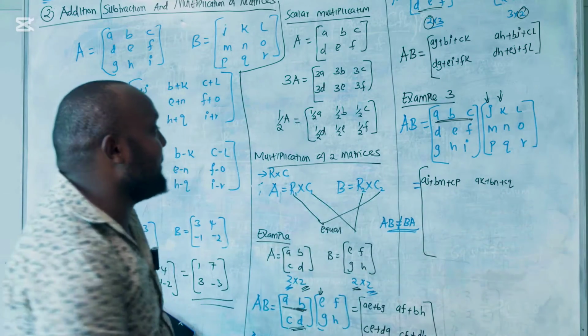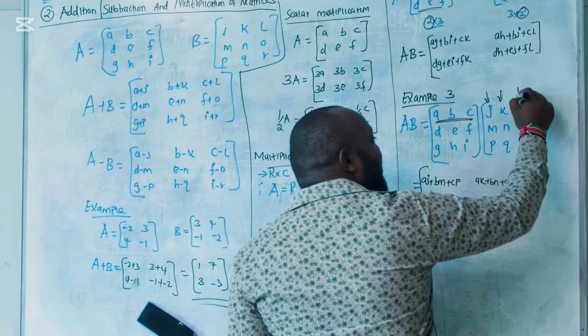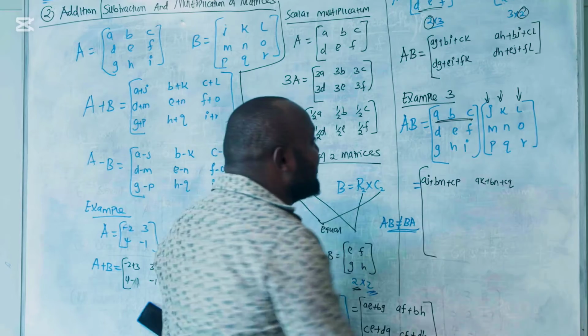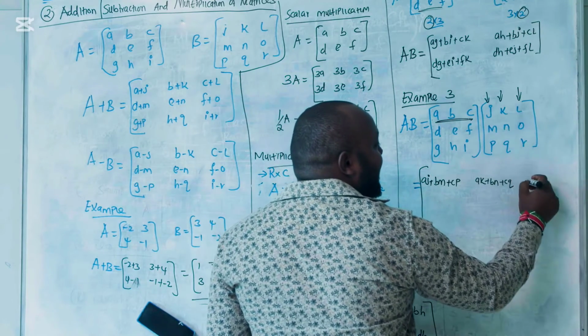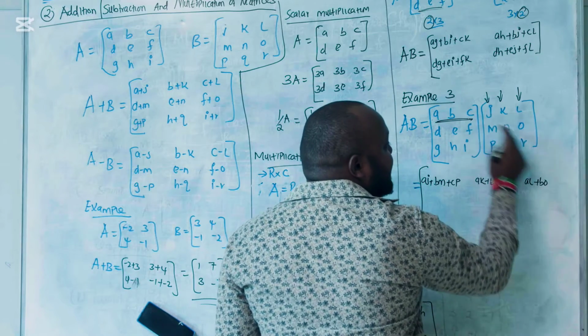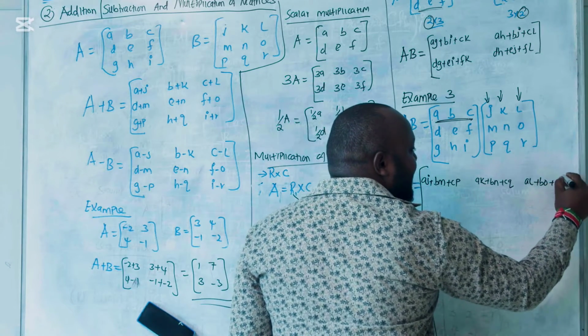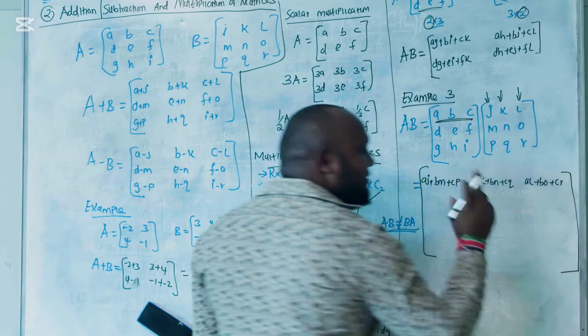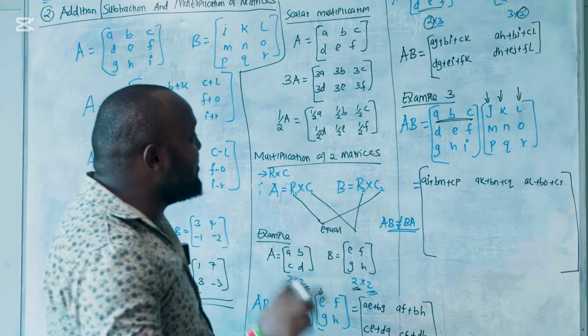That's how we multiply. Now we have to multiply the third column. So it will be AL, BO, then CR, and you add everything there, you'll get one value. So we are done with the first row.